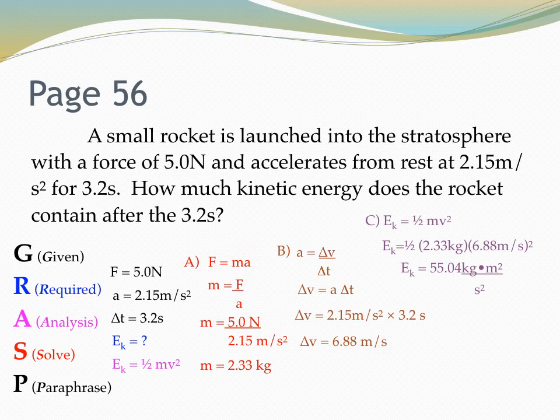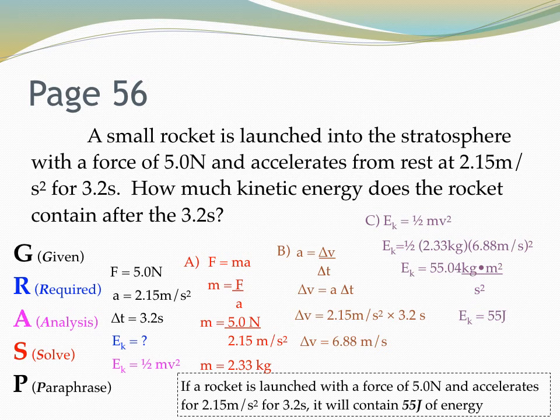Perfect. Okay, and we know that we need to have, how many is our weakest number in there? 3.2 has 2 significant digits, so does 5.0. So our answer must have 2 significant digits, which will round to 55. So our kinetic energy is 55 joules. So let's wrap it up by paraphrasing here. If a rocket is launched with a force of 5.0 newtons and accelerates at 2.15 meters per second squared for 3.2 seconds, it will contain 55 joules of energy. Wow. What a mouthful. That was next level.